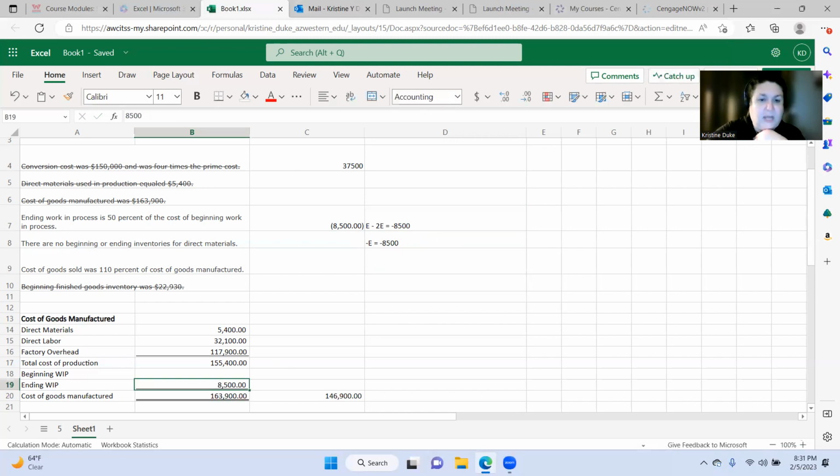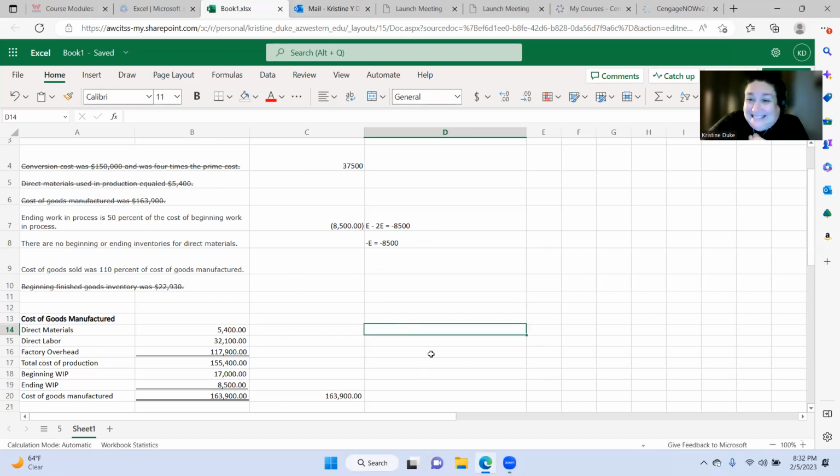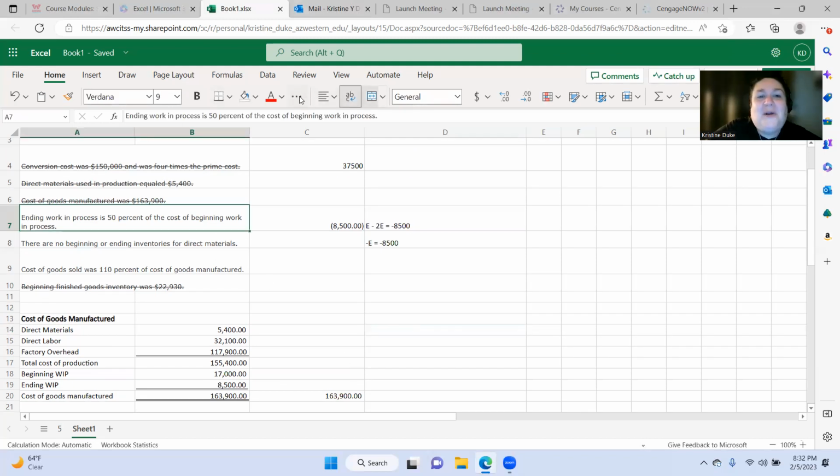8,500. And I've already got a formula down here to double check myself. So then what I know is that my beginning work in process is twice the amount of my ending work in process. So if I go this, and I hope to God it doesn't give me a circular thing. There we go. Perfect. What more in life could we want? Okay, so we got that one done. That one, I'm not a math person.